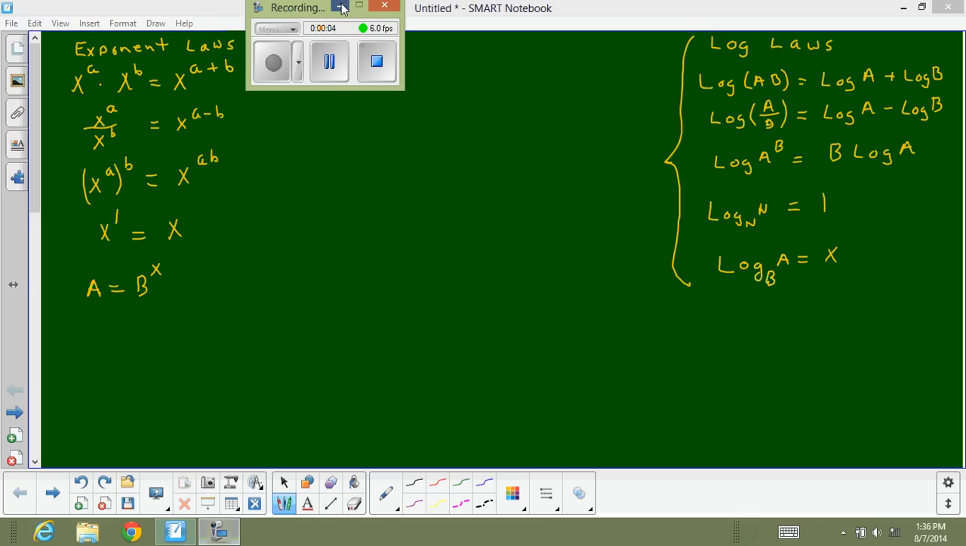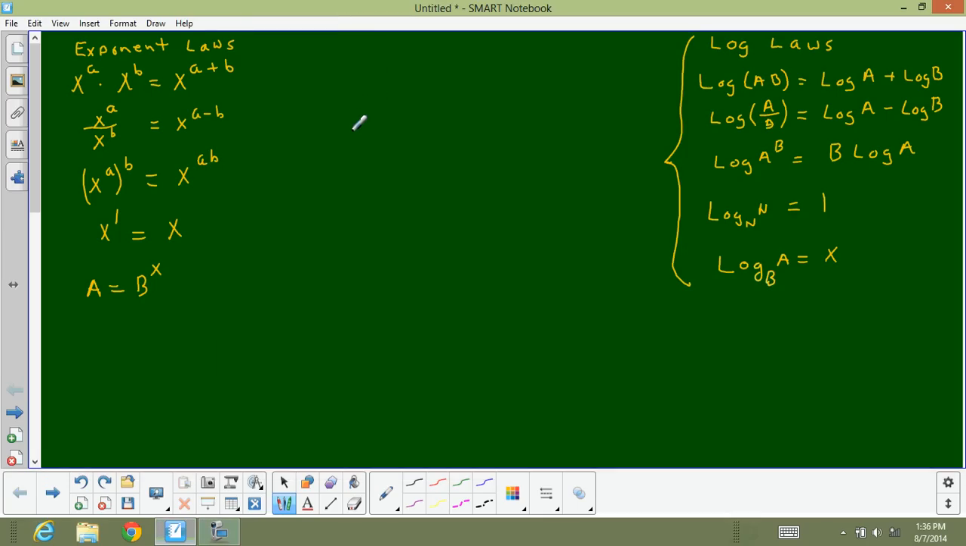Okay, this is the answer to a request we had for a little review of the exponent laws and the corresponding log laws. And so let's start there.